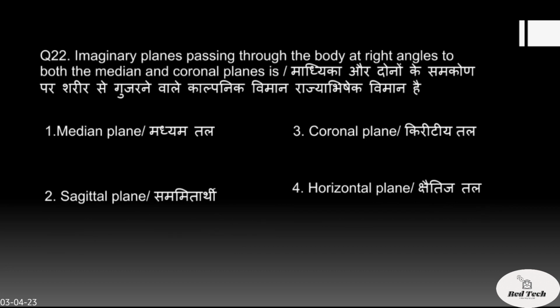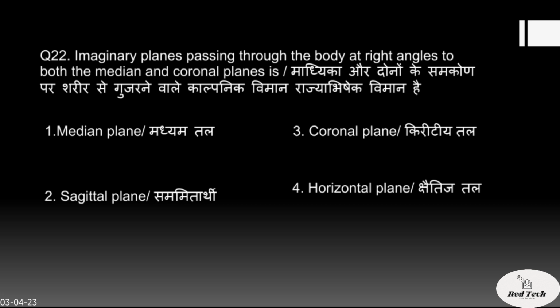Question number 22. Imaginary planes passing through the body at a right angle to both the median and coronal plane is. So you have to tell about that imaginary plane which is at right angle. Right angle means perpendicular to the median or coronal plane. Median means mid-sagittal or basically middle plane, and coronal plane as you know.